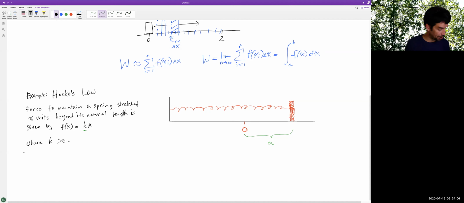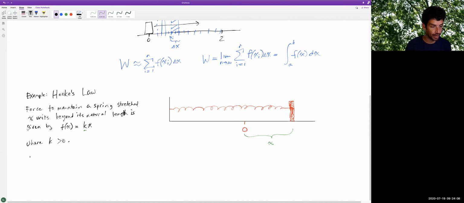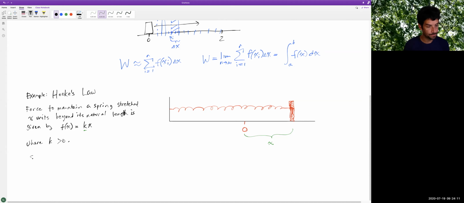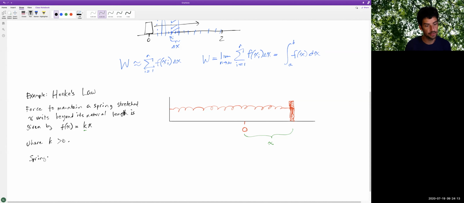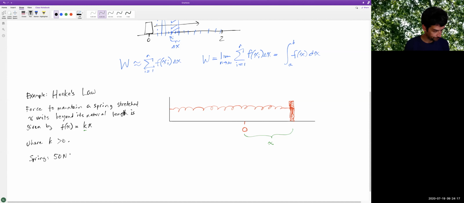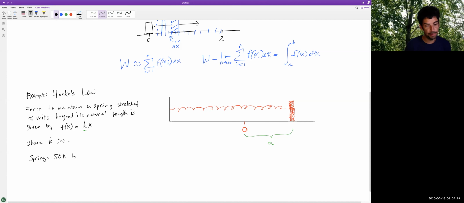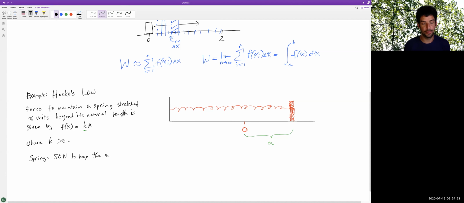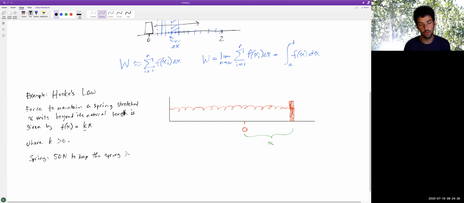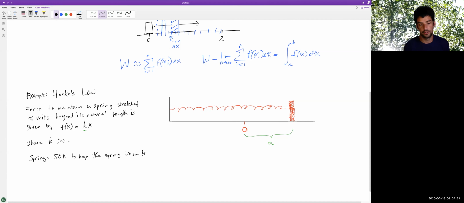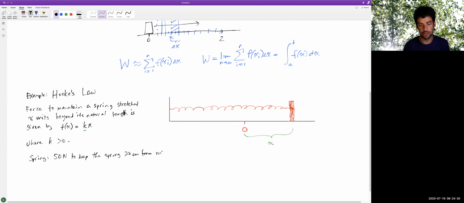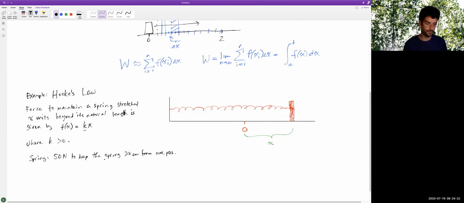So here's the problem we want to solve, okay? Suppose we have a spring. It takes 50 newtons of force to keep the spring 20 centimeters from the natural position. Okay, that's our first fact.